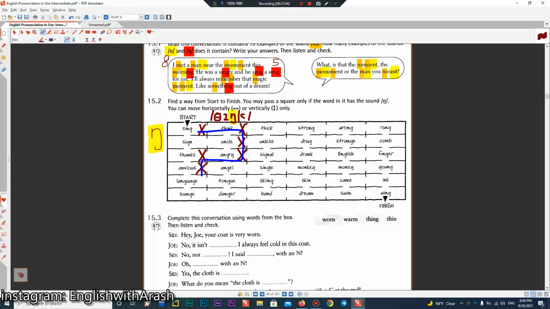After that I go to ng here, language, so I go to the next one. Lounge doesn't sound good, but tongue, this ng here is what I want. Yes, tongue. So I go right.